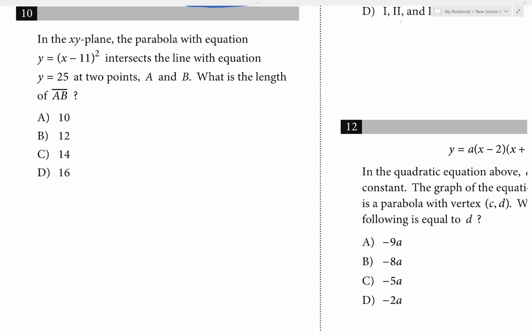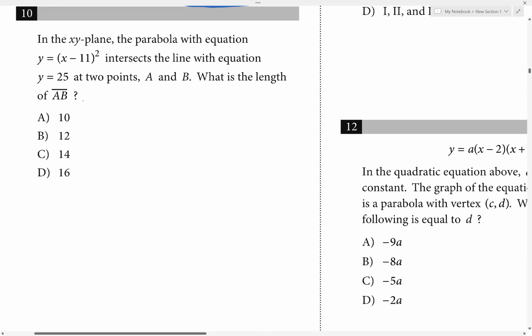Right, question 10. In the xy plane, the parabola with equation y equals (x minus 11) squared intersects the line with the equation y equals 25 at 2 points, A and B. What is the length of AB? Okay, so what we have here is like a system of equations, except one of the equations is not a linear equation, that's actually a quadratic.